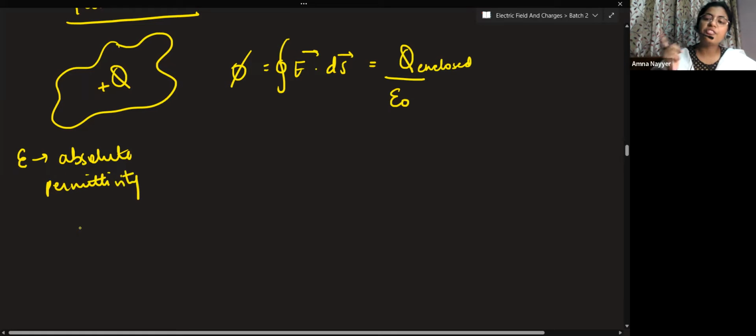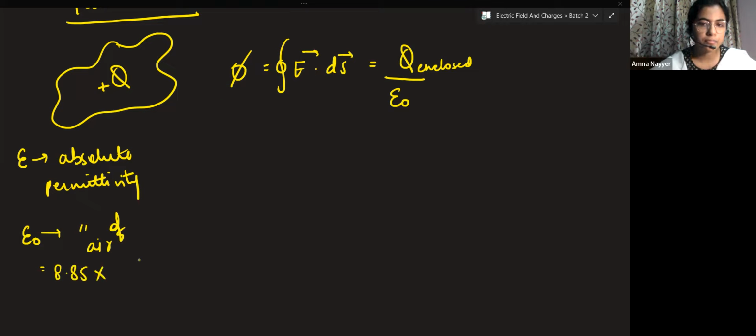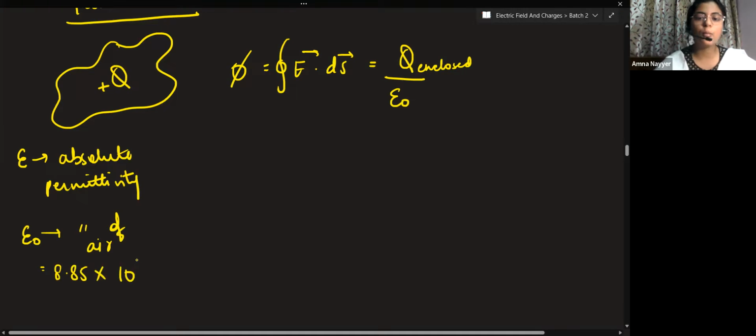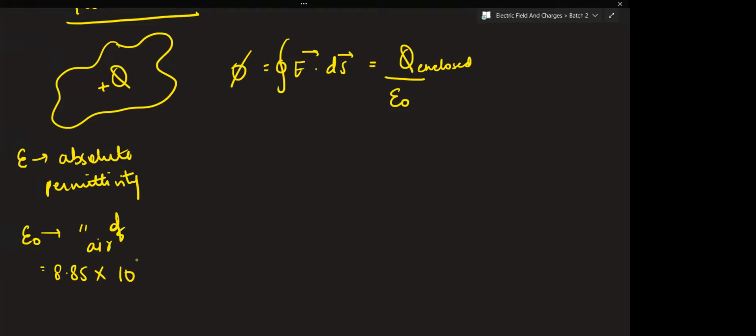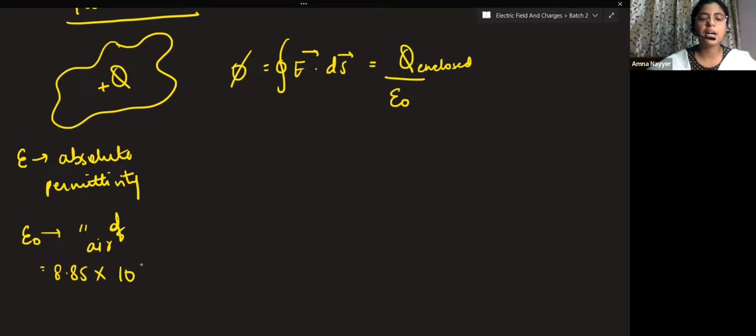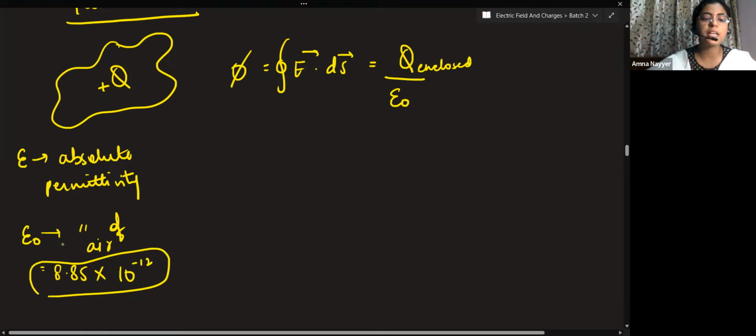So permittivity of free space, meaning air or vacuum, is denoted through the symbol epsilon naught. This becomes the absolute permittivity of air, whose value is 8.85 into 10 to the power minus 12. Correct, Krishna. This is the value of epsilon naught, permittivity of free space of air. So this is known as your Gauss's law.